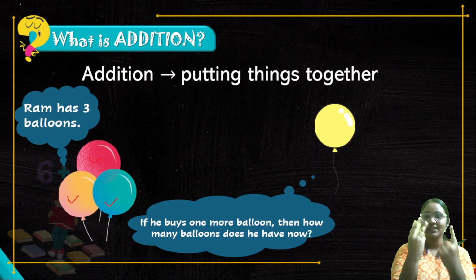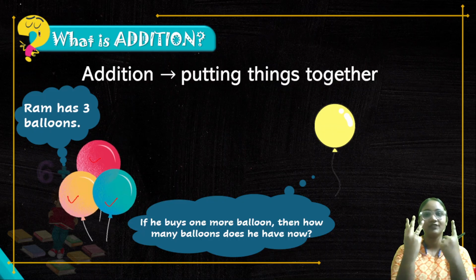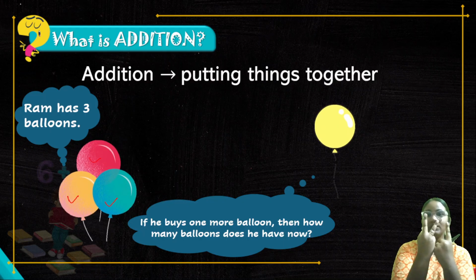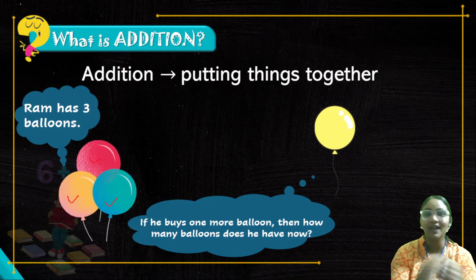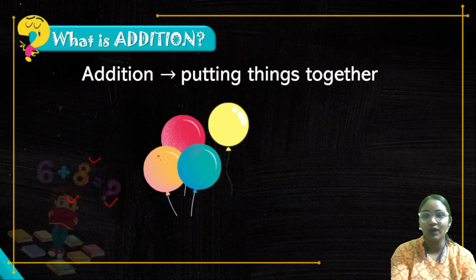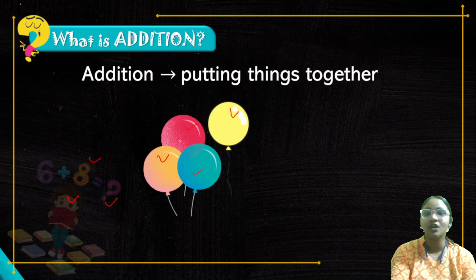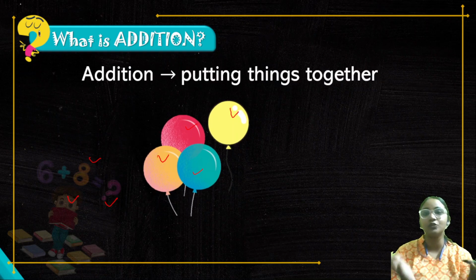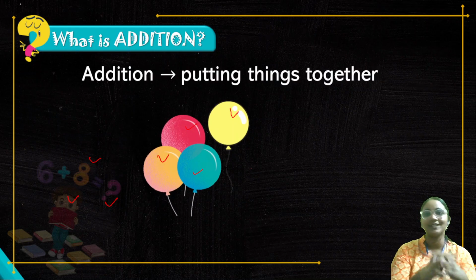Can you see this? If you take out three fingers in one hand and one finger in the other hand and put them together, how many fingers together? One, two, three, four. So, how many balloons will Ram have? Four. Can you see? One, two, three, and four. So, Ram has four balloons all together. So, this is how we do addition. What do we do in addition? We simply put things together.